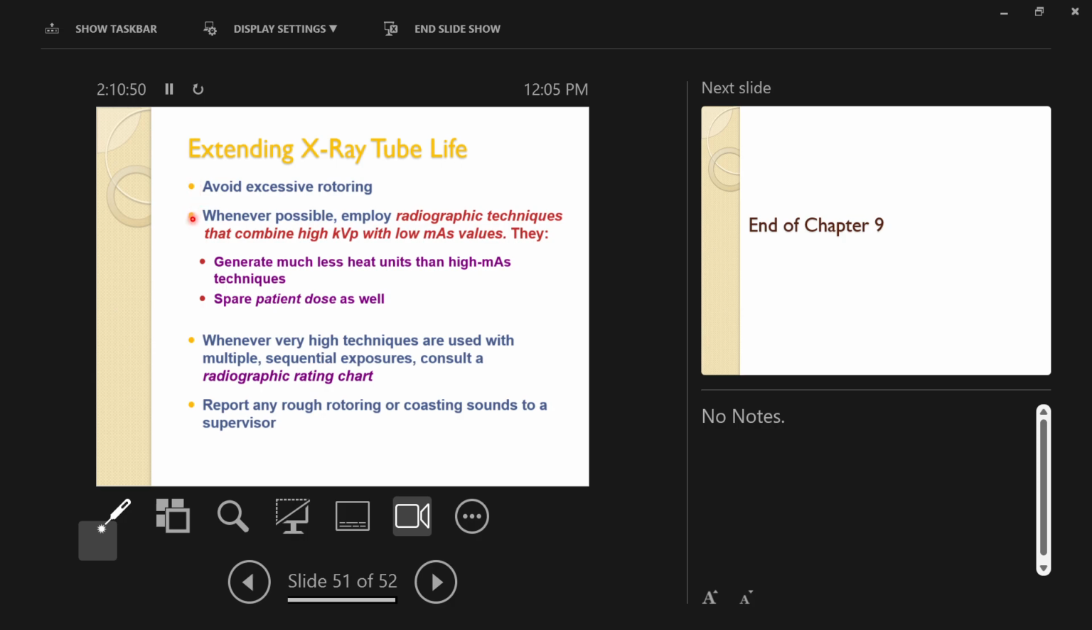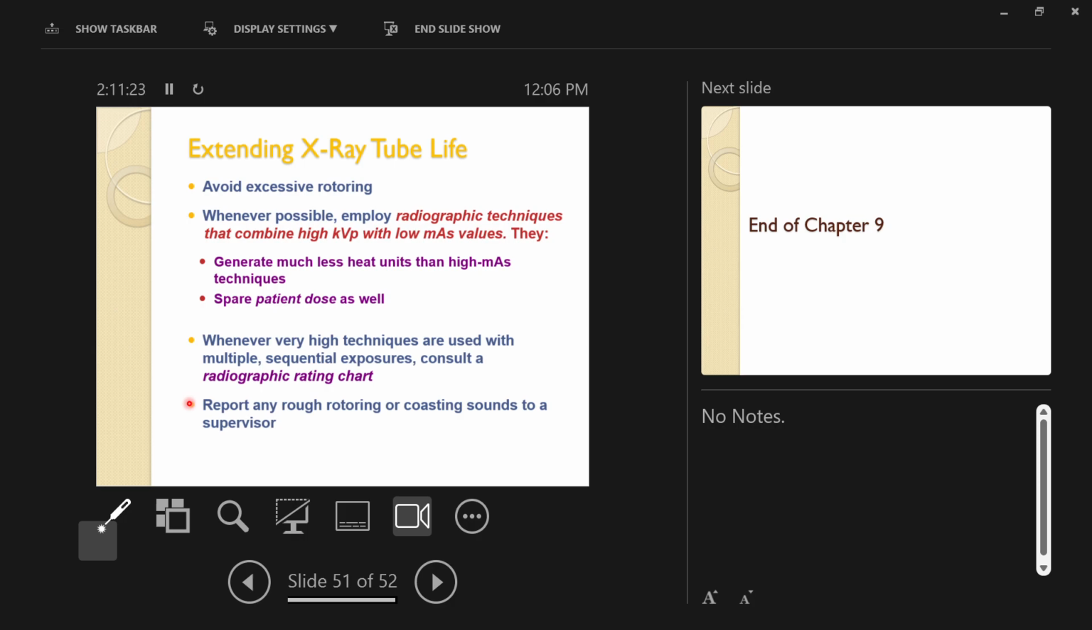Whenever possible, employ radiographic techniques with high kVp, low mAs. We just said it produces less heat and spares patient dose. Whenever high techniques are used with multiple sequential exposures, you should consult your radiographic rating chart to make sure you're not overloading the equipment. And then, very importantly, there's somebody in charge of keeping track of the equipment, and technicians who come and service the equipment regularly.